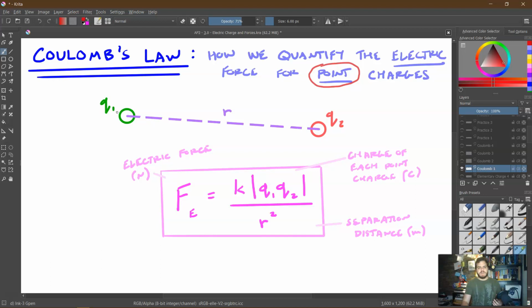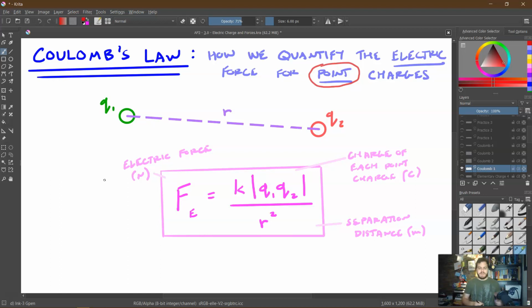So I might have some charge Q1, some charge Q2. They're separated by some distance r. It doesn't matter if these are positive or negative when I do the calculation. So I get this equation here, Fe, the electric force in newtons, is equal to K times the absolute value of Q1 times Q2 all over r squared, where Q1 and Q2 are the charges of each respective point charge in coulombs. So if it's positive or negative, you can stick those in. You just have to remember to take the absolute value, so we always end up with a positive number.